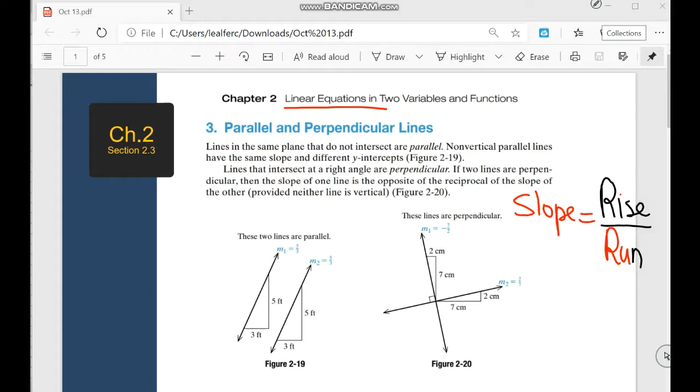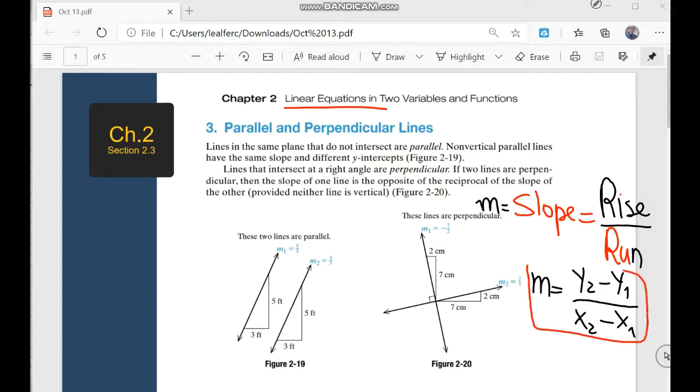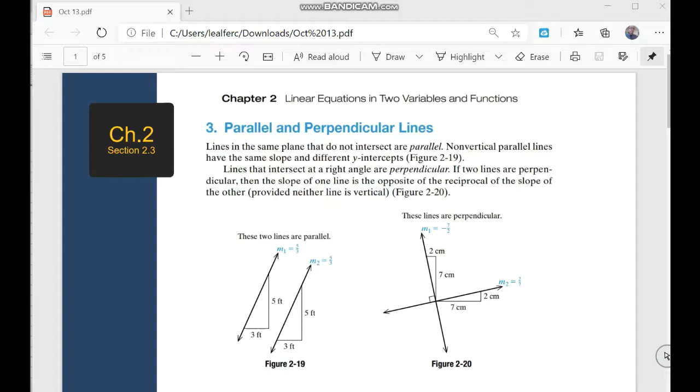And yesterday we actually learned a new formula to find the slope of a line. It's going to be y2 minus y1 over x2 minus x1. This is a new formula. At the end, this is going to be also rise over run. But this is a new formula that if you have the coordinates of 2 points in the line, you can find the slope. Great! Now let's apply this knowledge to today's topic, that is parallel lines and perpendicular lines.